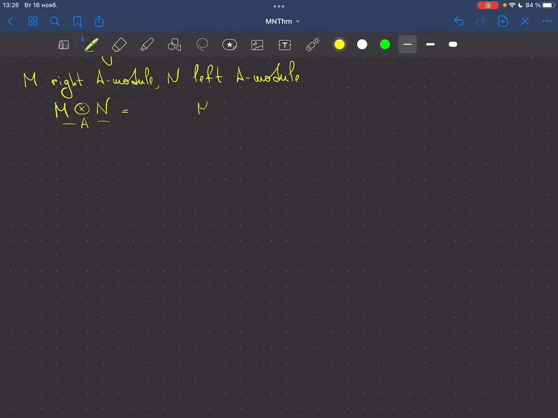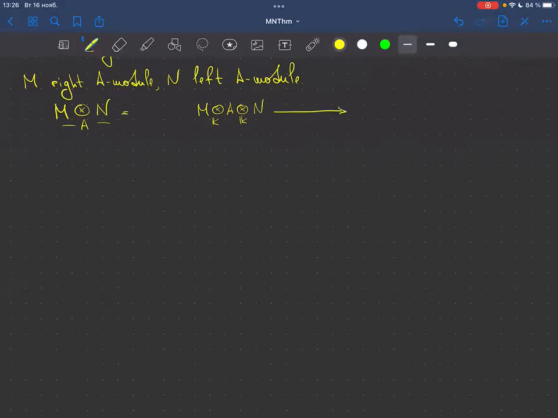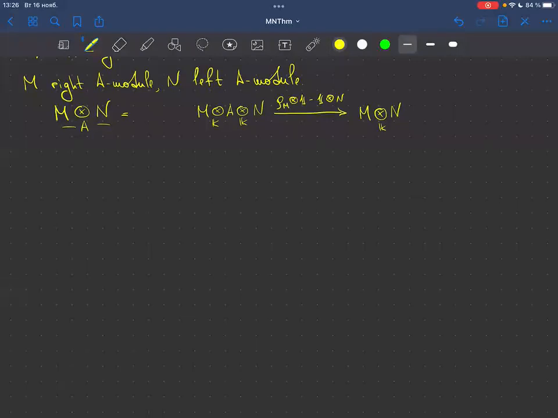So consider such a tensor product: you have M tensor A tensor N over K, and you have two maps from here to M tensor N over K. These maps are the right action on M and the left action on N. And you just have to take its cokernel. Is it clear?